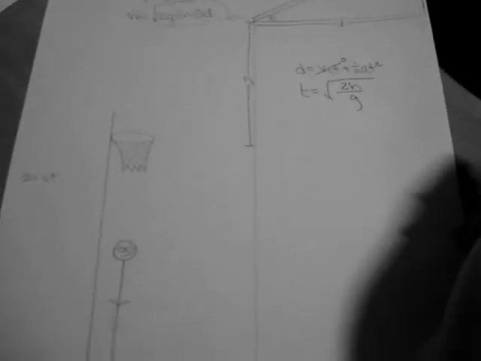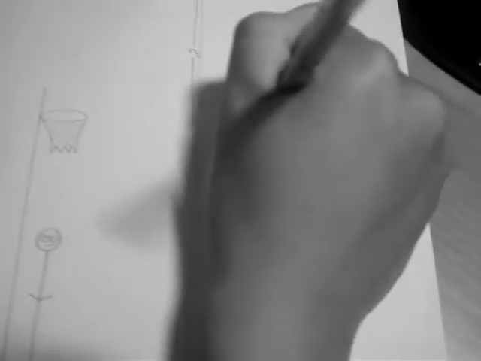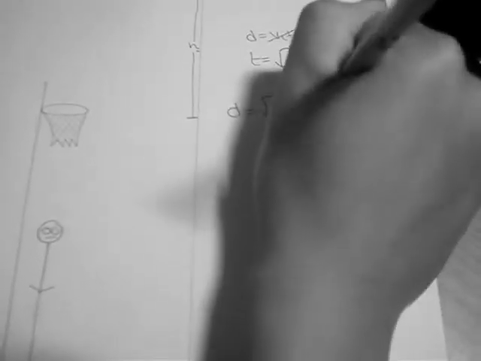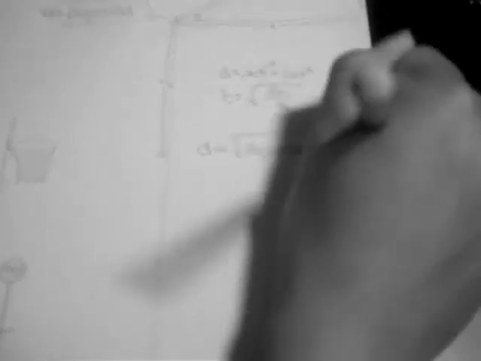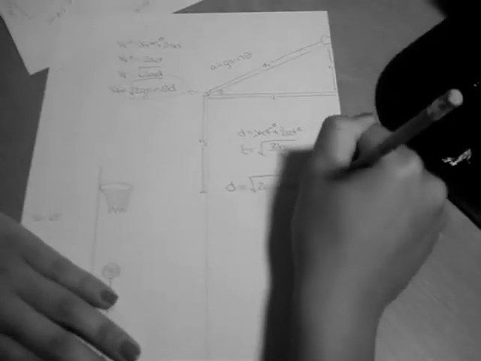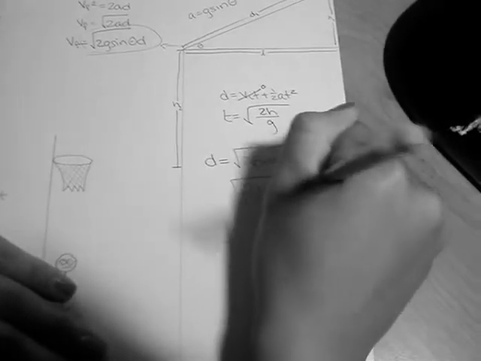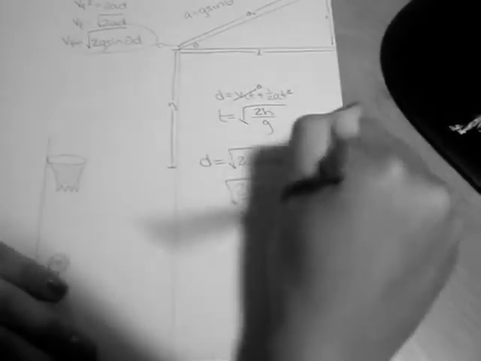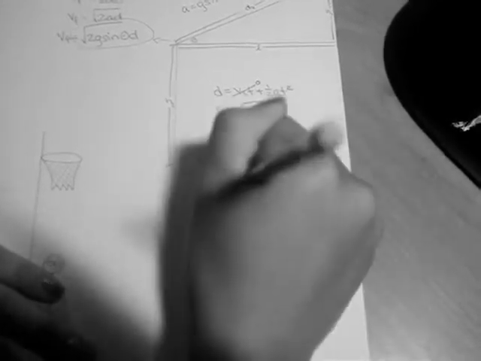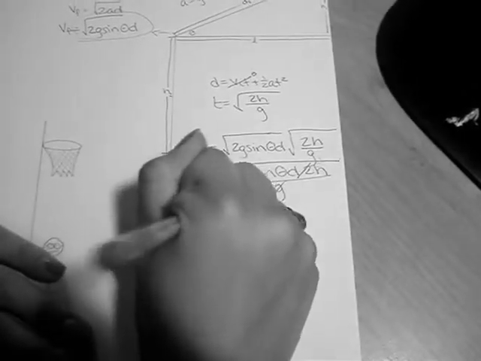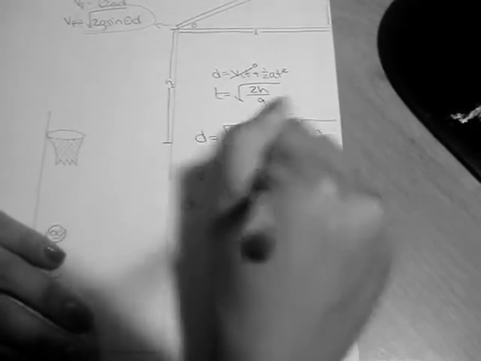Therefore, the final equation for the distance the basketball hoop needs to be placed from the edge of the house is d equals the square root of 2g sine theta d times the square root of 2h over g. This can be simplified to the square root of 2g sine theta d times 2h over g. The g's cancel out and the 2's come out front. So then d equals 2 times the square root of sine theta dh.